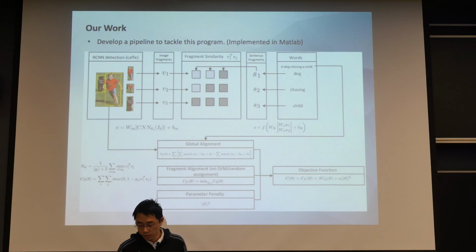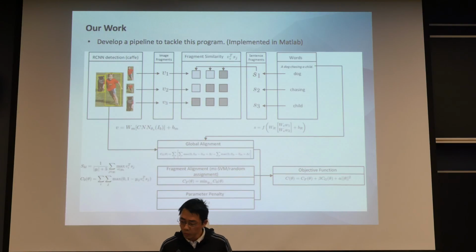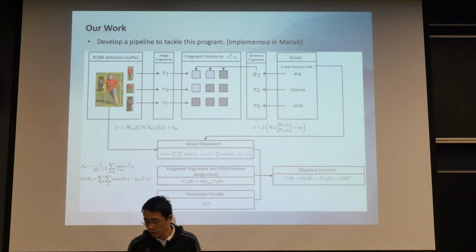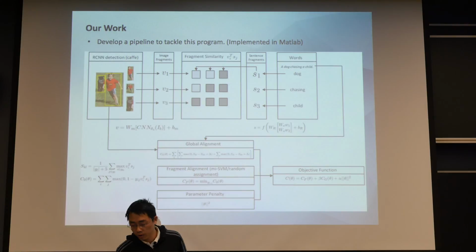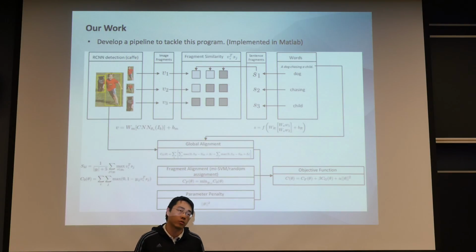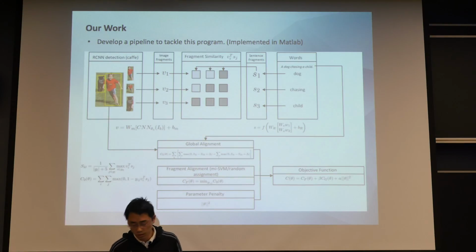We want to align the words to the closely related bounding box or image fragment across the different sentences, and this is called the local alignment. Also, we want to make sure that the image is aligned to the best descriptive sentence, and this part is called the global alignment. Combined with the penalty term on the parameters, we get our objective function. In our project, we use a mini-batch stochastic gradient descent method to tune the parameters and cross-validation to tune the hyperparameters.